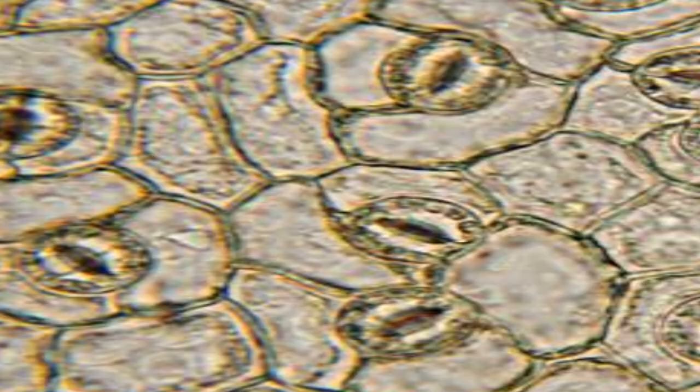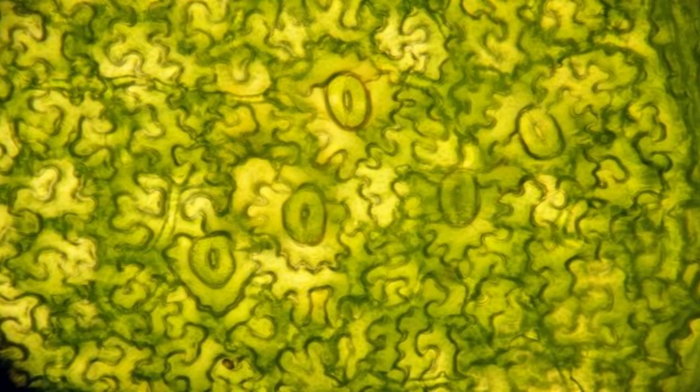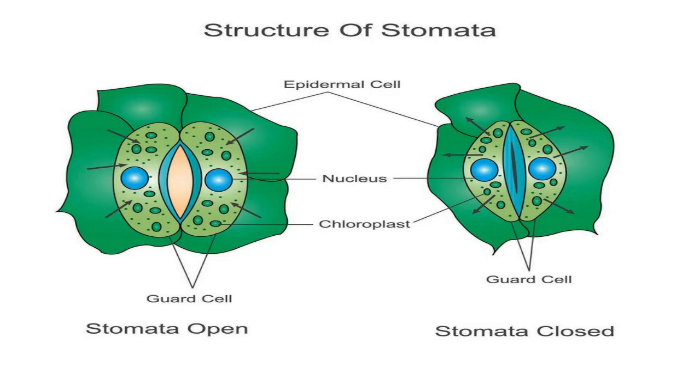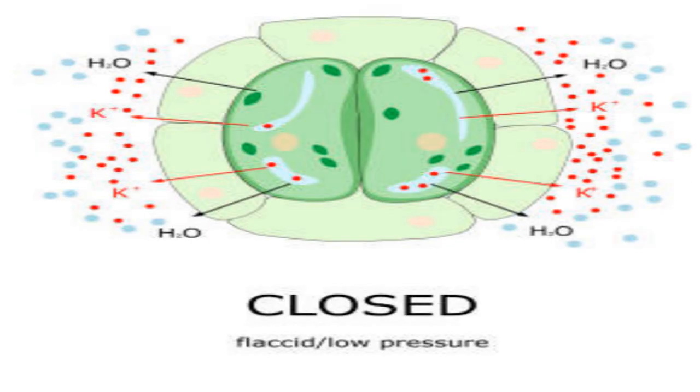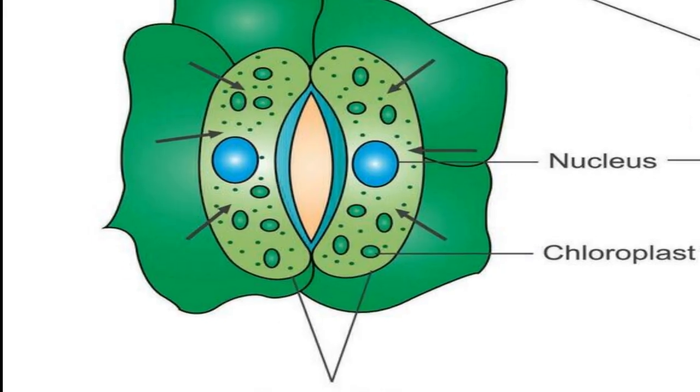Stomata, the gatekeeper of photosynthesis. Stomata are tiny openings on the leaf surface that allow gas exchange. Their opening and closing depends on turgidity, the water pressure of guard cells. When the guard cells are turgid, full of water, the stomata open, allowing carbon dioxide in. When they lose water and become flaccid, stomata close to prevent water loss.